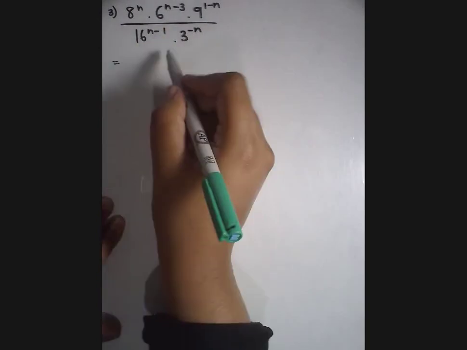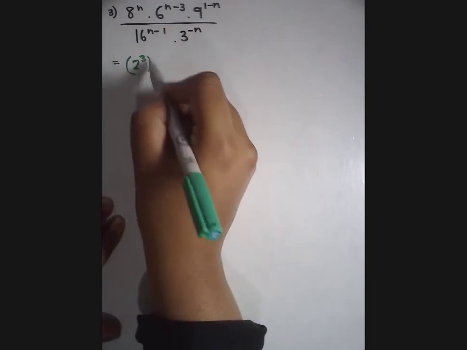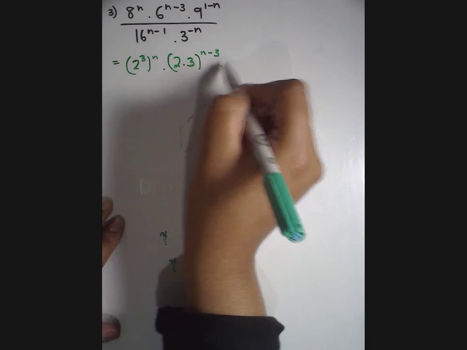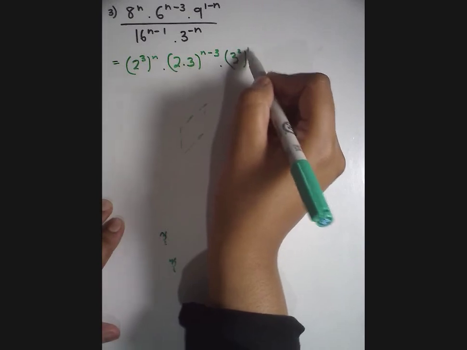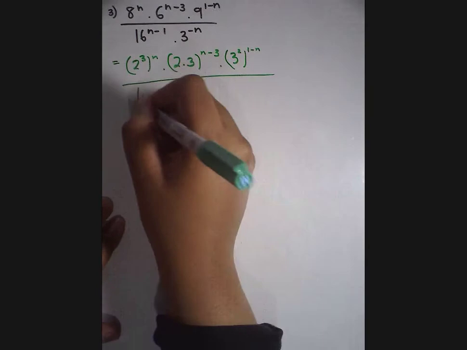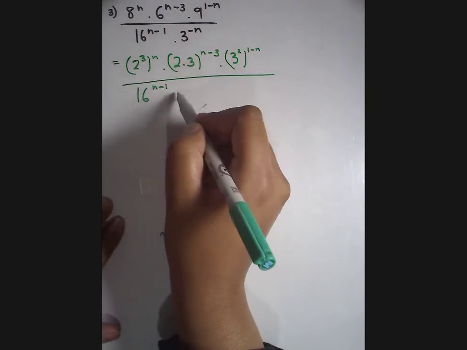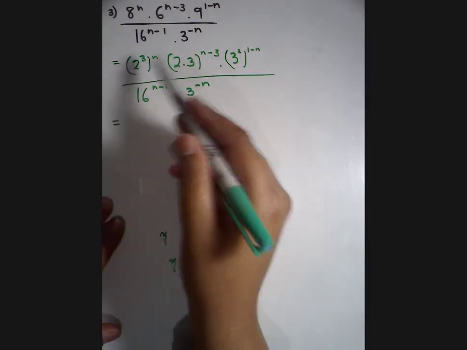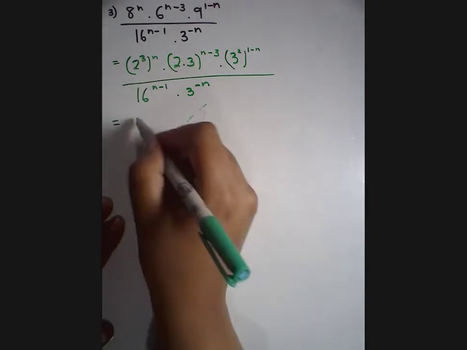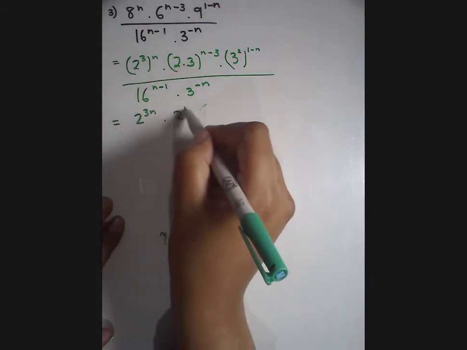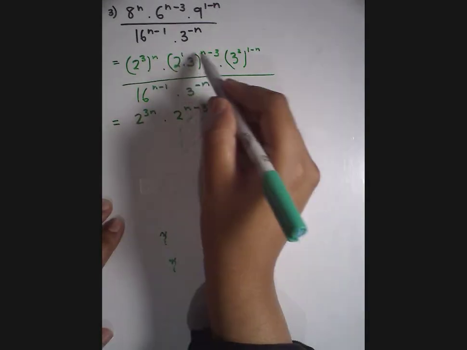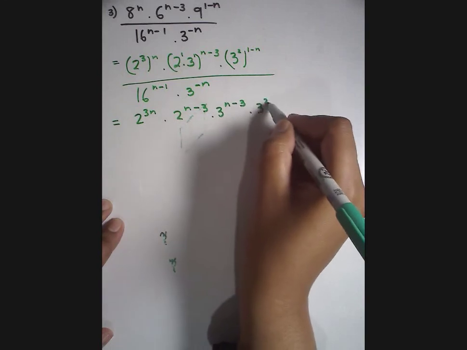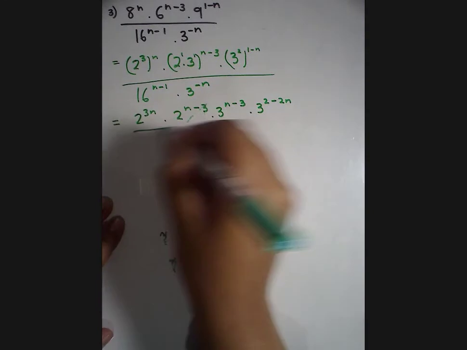So you're going to say 2 to the power of 3 all to the power of n, times 2 to the power of n minus 3, times 3 to the power of 2 all to the power of 1 minus n, all over 16 to the power of n minus 1, times 3 to the power of minus n. Now remember step number 2, exponents on the inside, exponents on the outside, multiply out. So 2 to the power of 3n times 2 to the power of n minus 3, remember that's a power of 1 there, times 3 to the power of n minus 3 times 3 to the power of 2 minus 2n. That's very important to make sure you're multiplying out right.